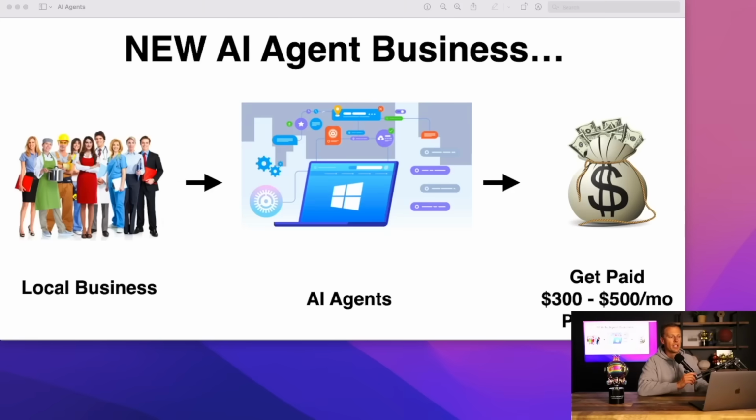So what we're going to be doing is working with small local businesses and selling an AI agent. There are a lot of different AI agents that you can sell, but in this video, I want to show you guys one of the coolest AI agents. It's so simple to set up, provides massive value, and you can charge as much as $300 to $500 per month per small local business.